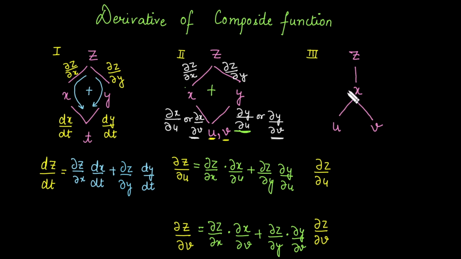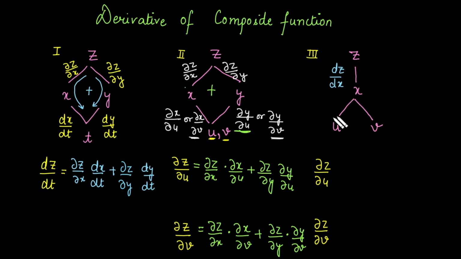In case 3, we need to take the derivative of z with respect to u. Now, ultimately, z is depending upon two variables, that is a partial derivative. Now, how to evaluate this? In order to start from z to reach u, first we need to take the derivative with respect to x, then with respect to u. When you take the derivative with respect to x, in that case, it is the exact derivative dz by dx because it is depending upon a single variable.